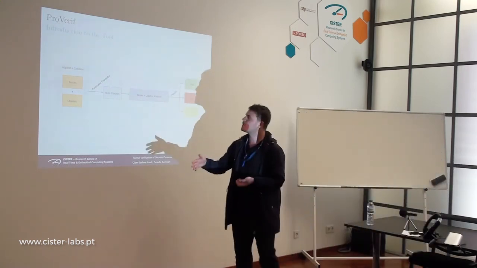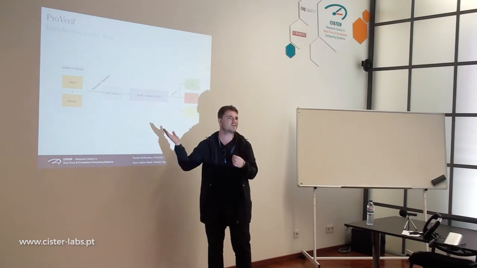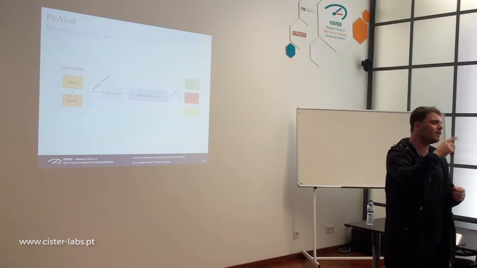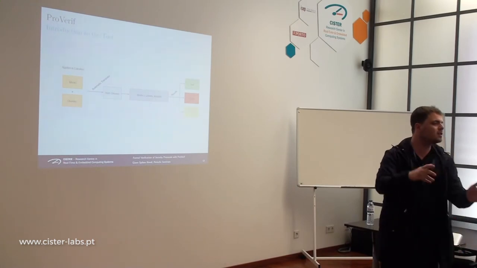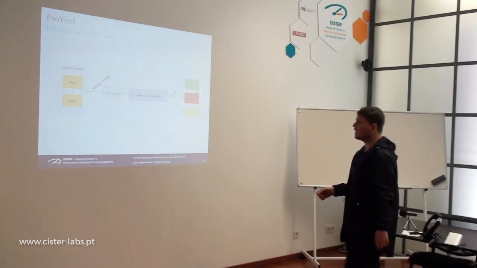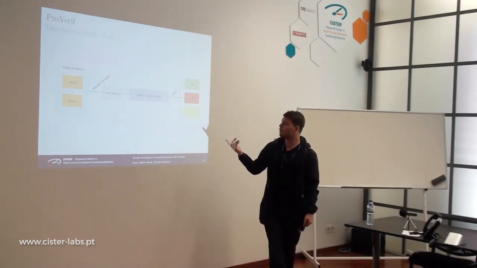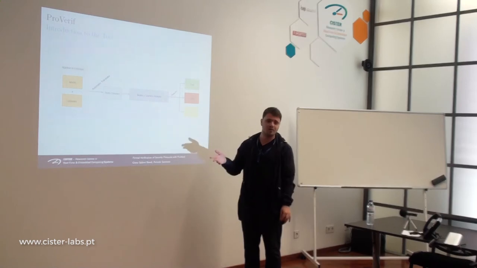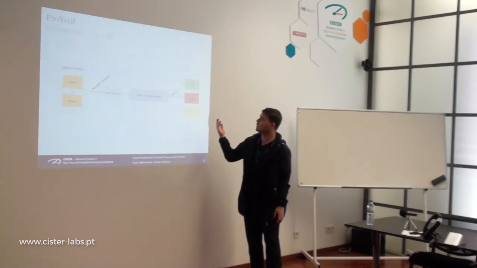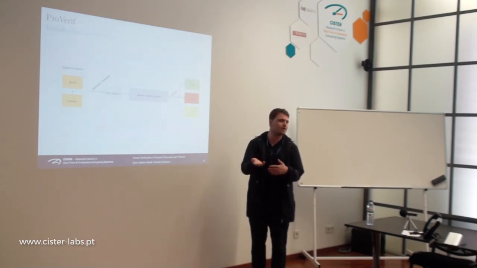So the model and the queries are translated to Horn clauses. Horn clauses are those things that you saw in graduation, like A and B implies C, for example. This is more or less it. And then the tool verifies the queries and the model together, and it gives one of three possible results: the query that you made is true, it's false, or it doesn't know.